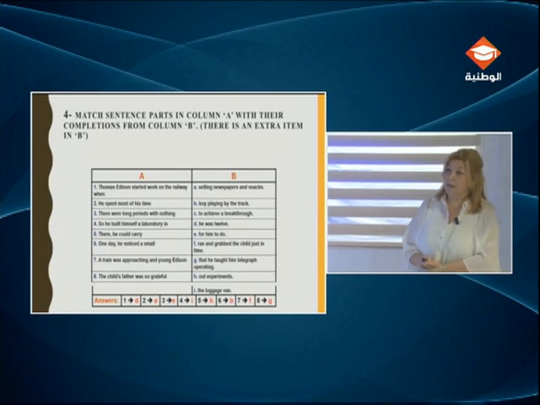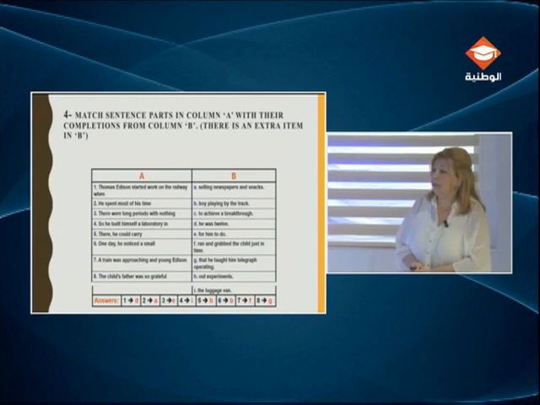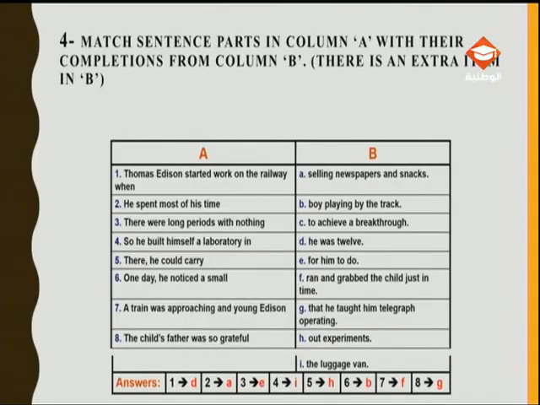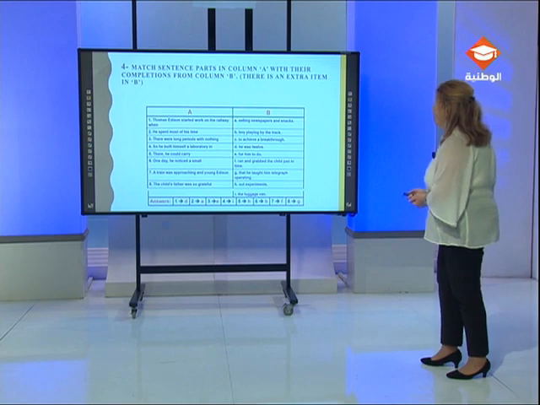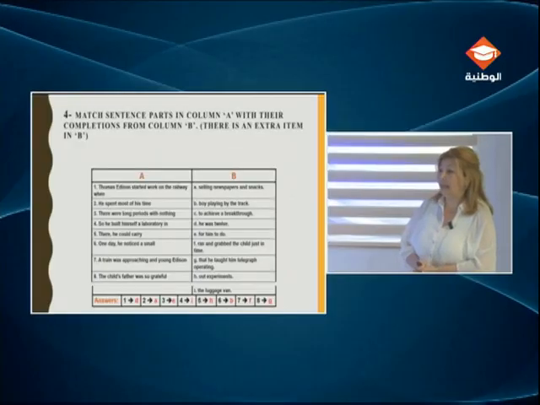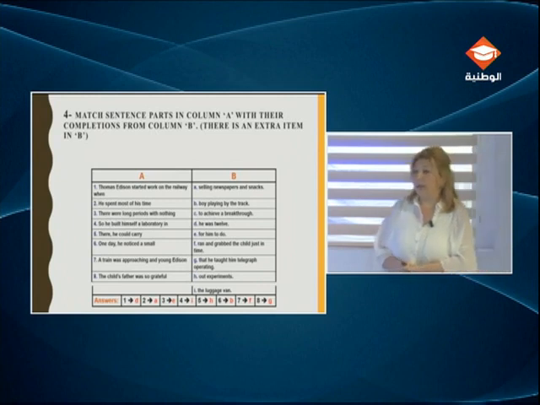The last exercise then: match sentence parts in column A with their completions from column B. There is always an extra item in B. So you can see that there are 8 sentence parts in column A and 9 parts in B. So we start. Thomas Edison started work on the railway when he was 12. So at the age of 12. We match it with D.